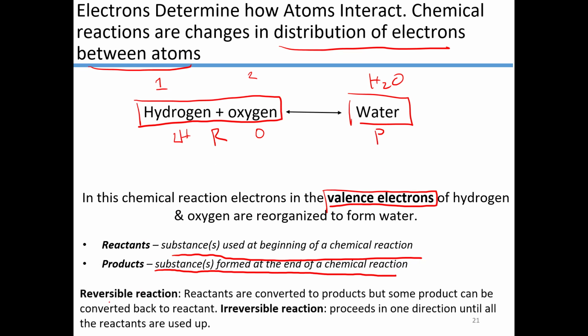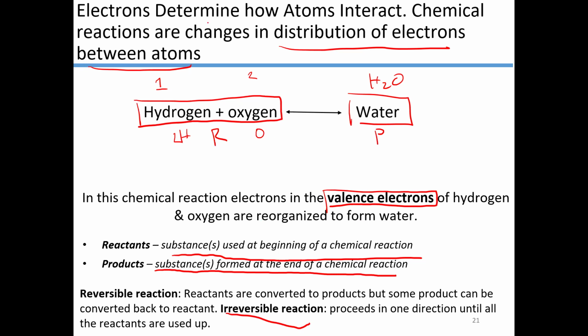Now, one cool thing is we do have reversal reactions. So that's when reactants are converted to products, but some products can be converted back into reactants. We do have some reactions that are going to be irreversible. So they process in one direction until all the reactants are used up.